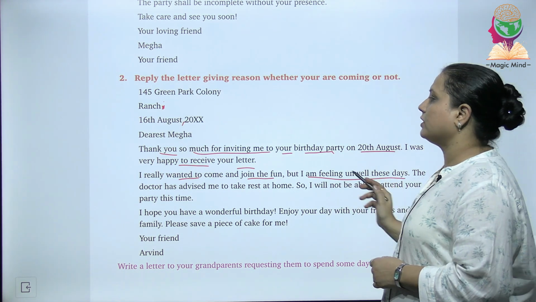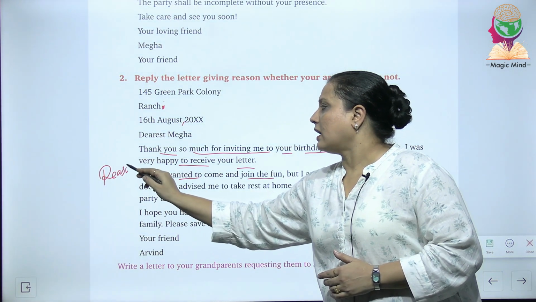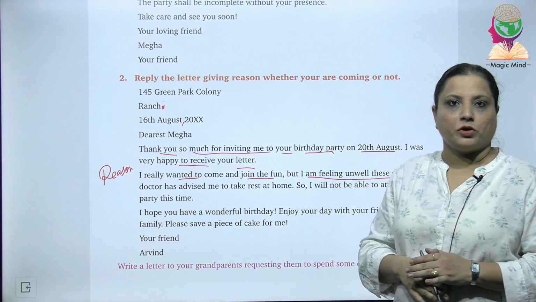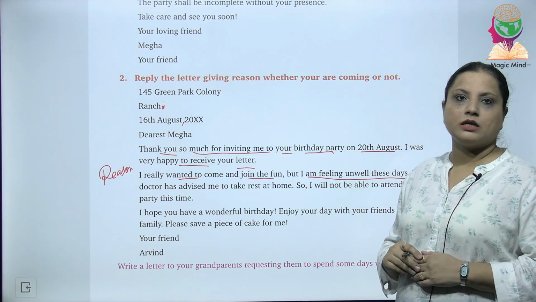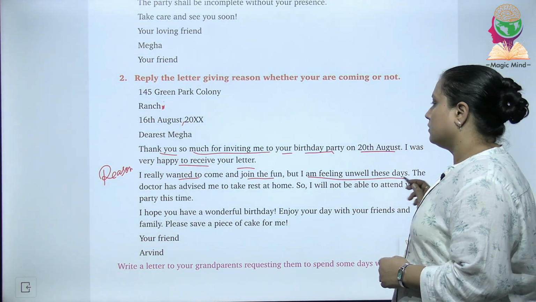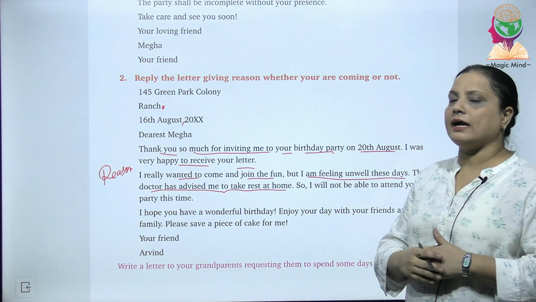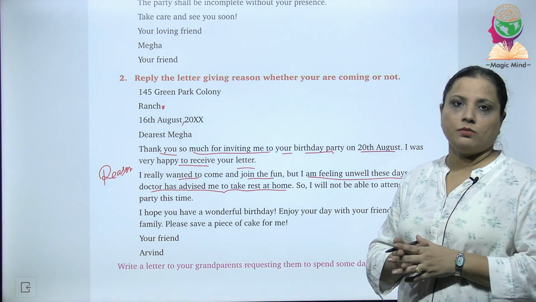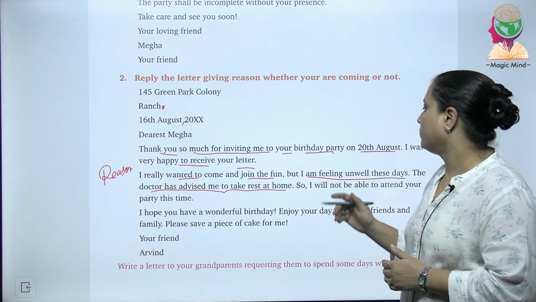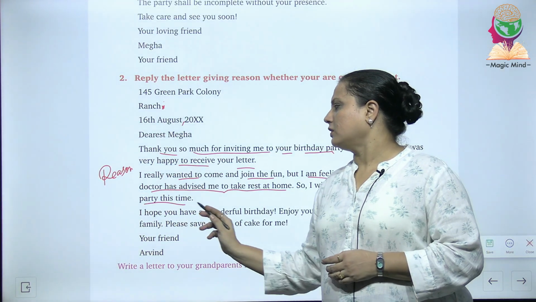So now he is giving the reason. He is telling the reason that he would really want to come and join the party, but he is not well, he is feeling unwell. The doctor has advised me to take rest at home. So what has the doctor advised? To take some rest at home. So I will not be able to attend your party this time.